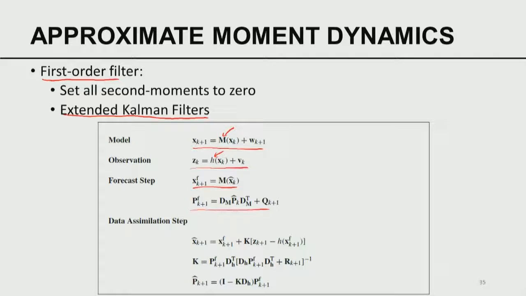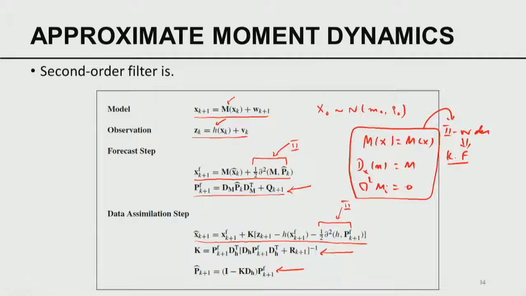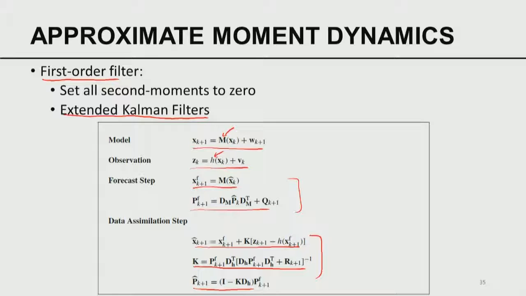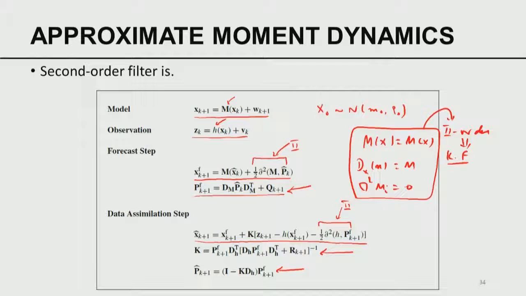So the forecast step again is similar to what we have, except for the second order correction term. The data assimilation step is again that. That looks very much like the linear Kalman case. This is the Kalman gain. This is the analysis forecast. These are again very similar to the second order filter. What is the only difference? The only terms that I marked, the second order approximation terms, are absent in the table in 35 compared to the one in 34.